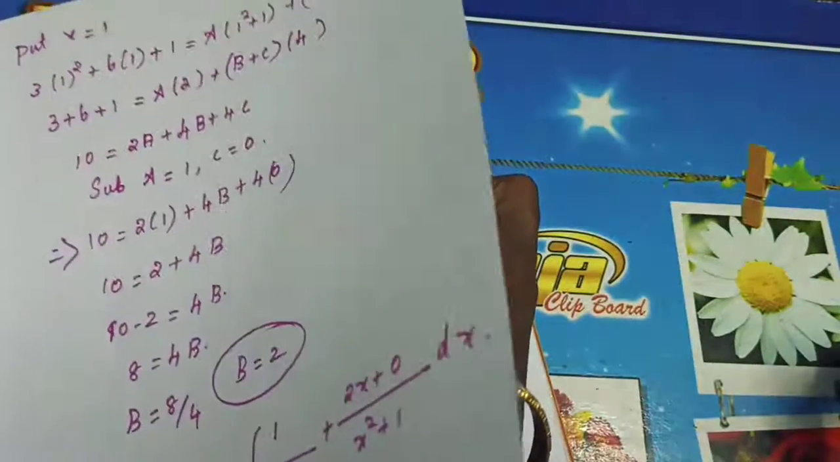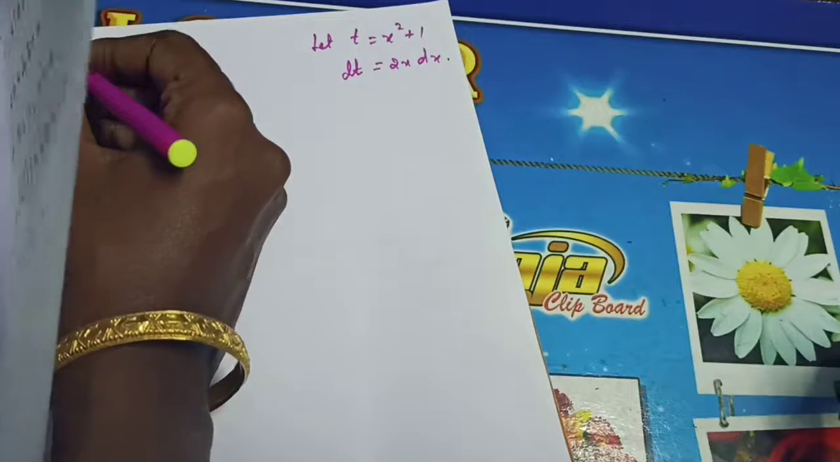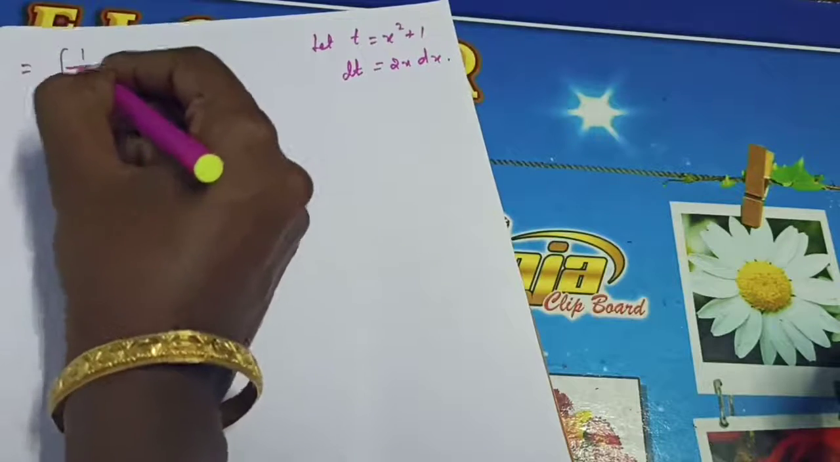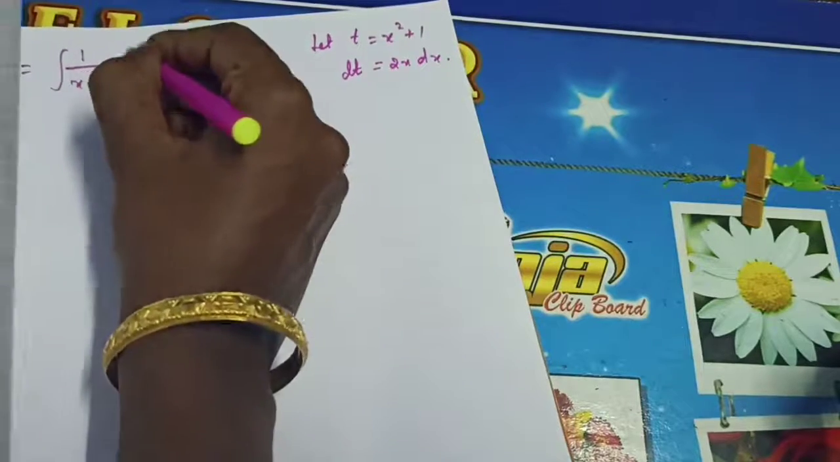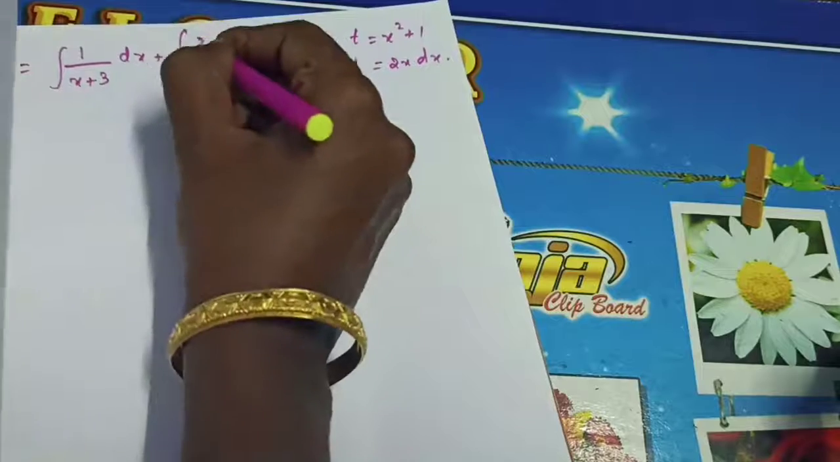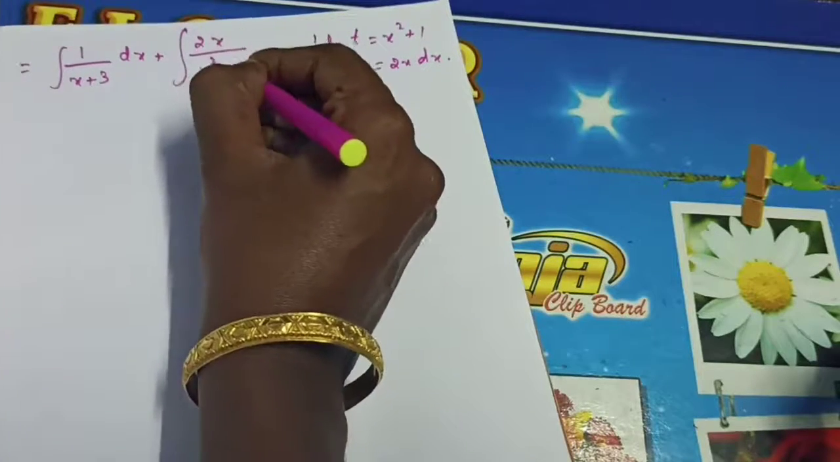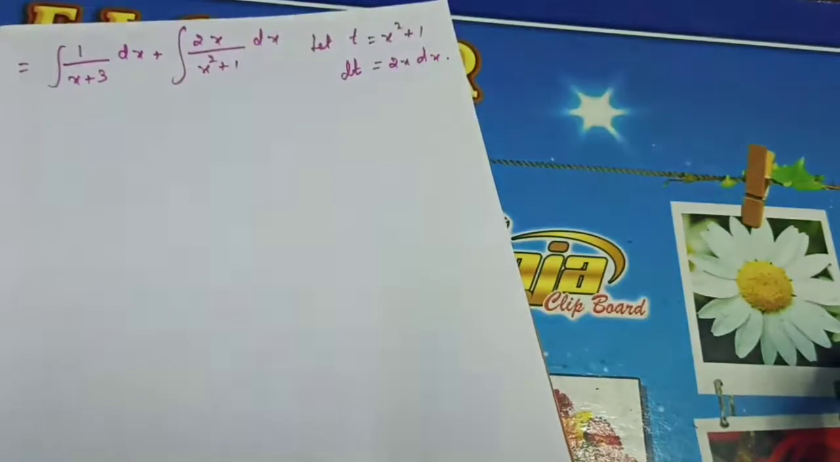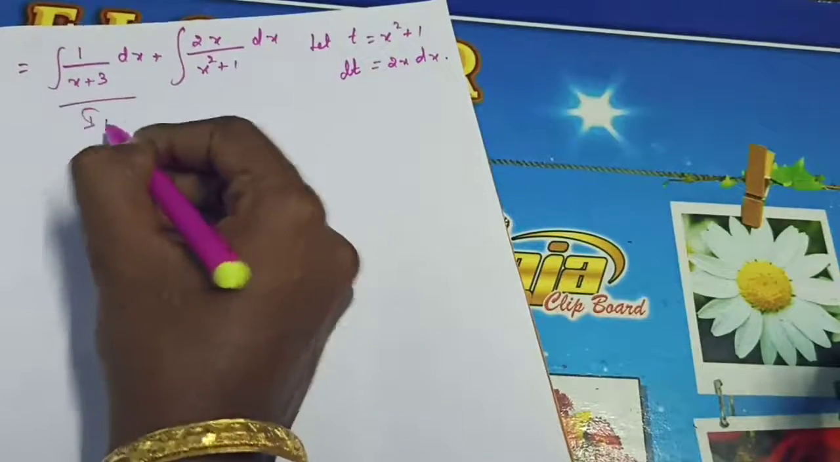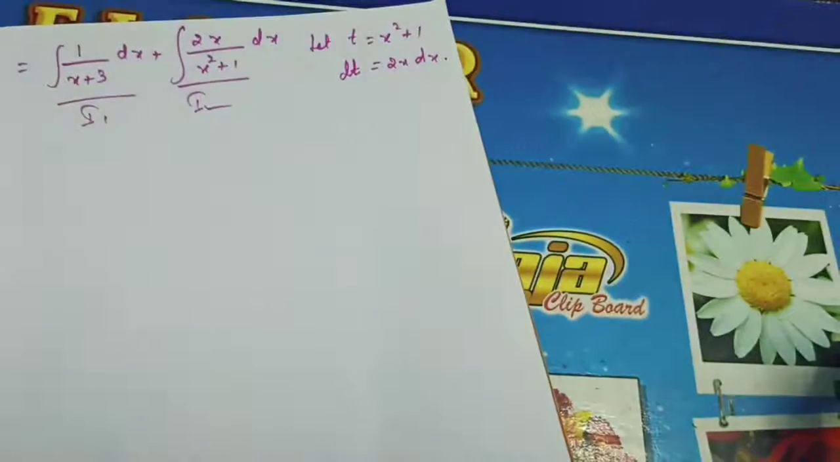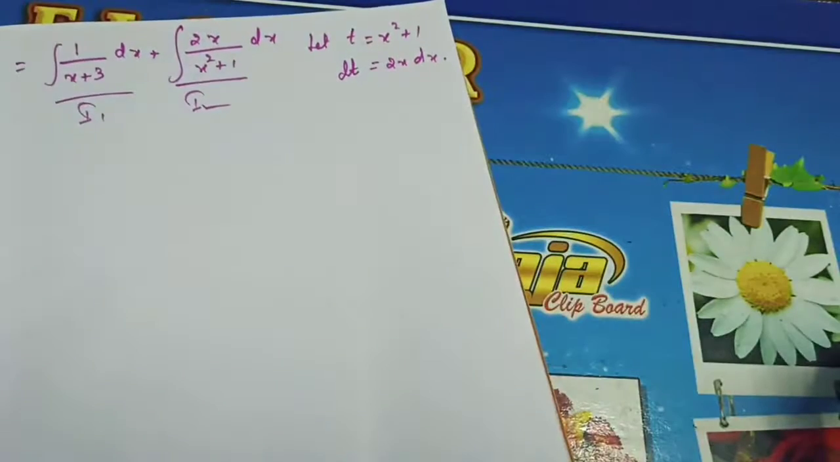2x dx. Yes? Now I am writing the question's previous steps again, that is integral of 1 by x plus 3 dx plus integral of 2x by x square plus 1 dx. Now see this question. This one as I1, this one as I2. Is it right? For your understanding I took them as I1 and I2. Okay. So you will understand easily.